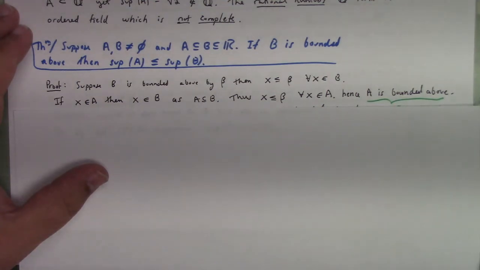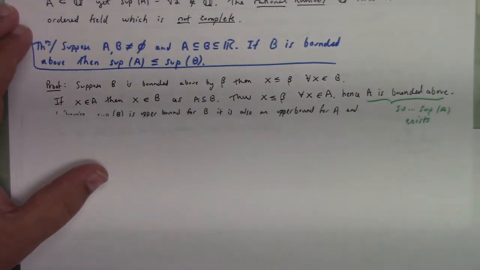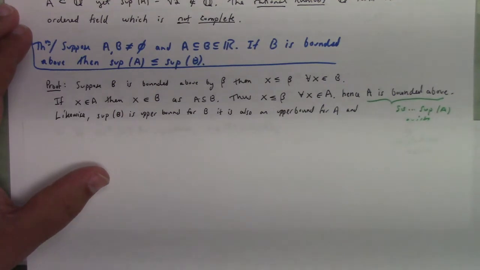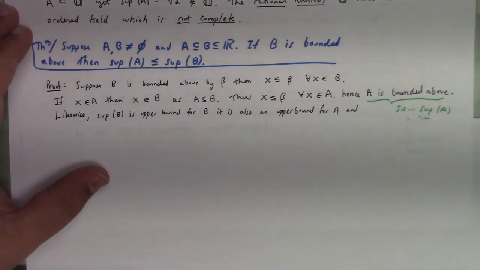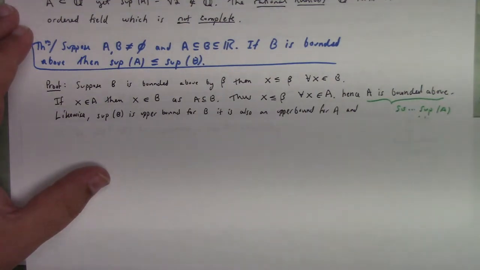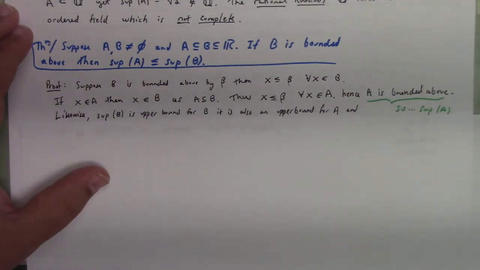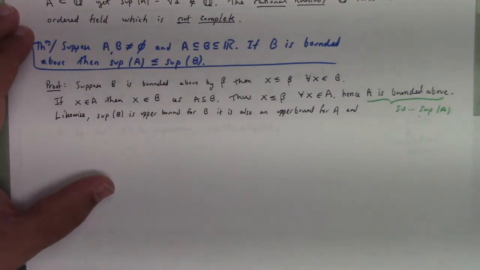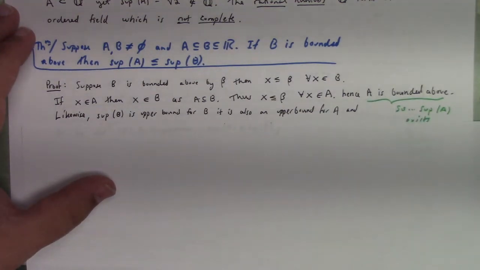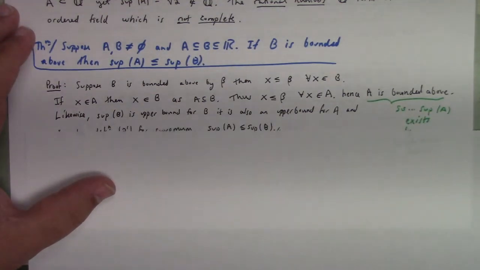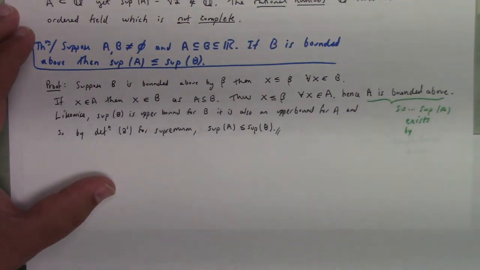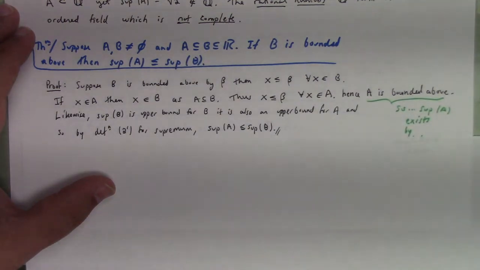For all x and a. That means that A is bounded above, and then by the completeness axiom, the supremum of A exists, right? But anyway, the supremum of B is an upper bound for B, which means it's also an upper bound for A, right? Because A is inside B, so whatever works to be above elements of B is also above elements of A.